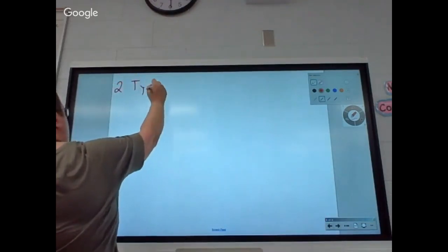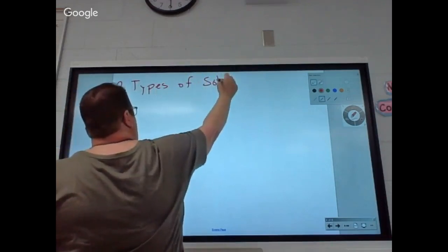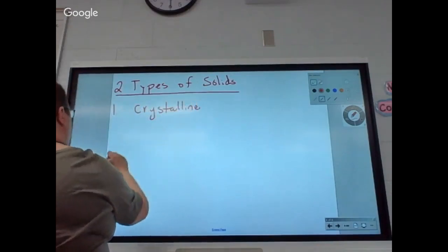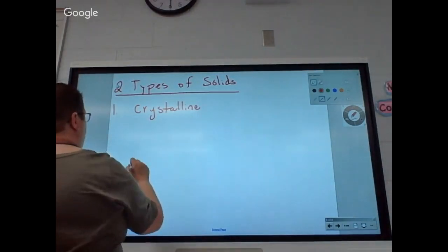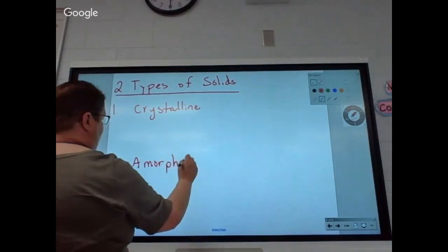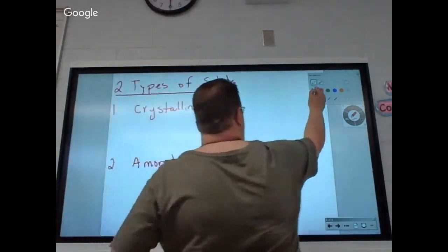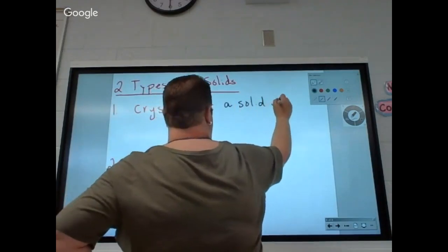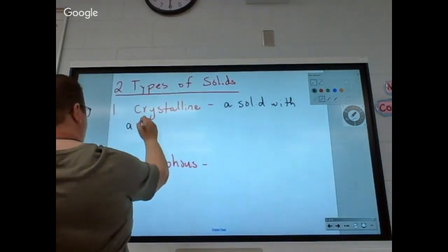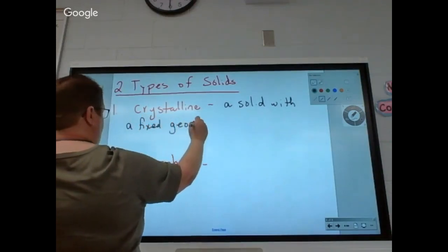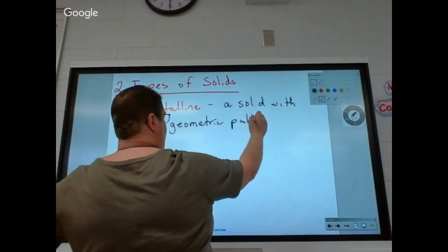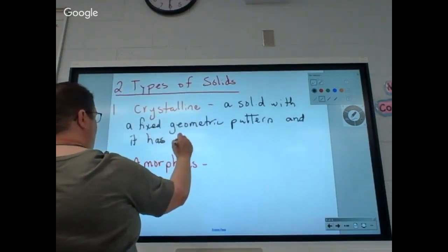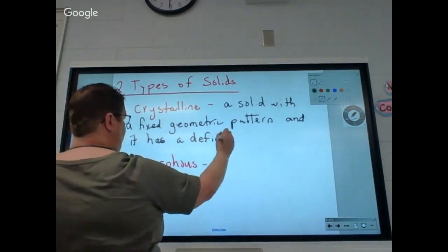All right. Two types of solids. Number one is crystalline. Is this a different subject? It still goes with solids, liquids, and gases because this is two types of solids. And amorphous. All right, so a crystalline solid is a solid and has a fixed geometric pattern and it has a definite melting point.